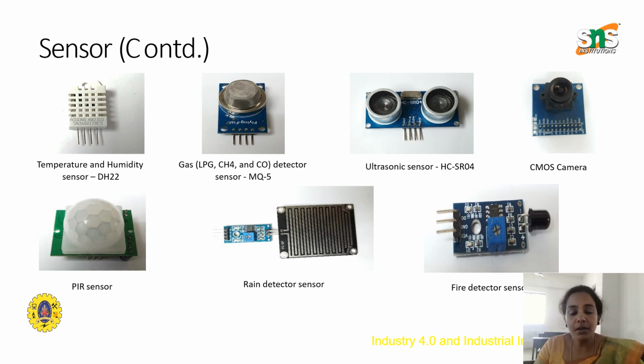So these are the components, sensors. Temperature and humidity sensor, which we say as DHT22. Gas sensor, it can be LPG gas detection, CH4 detection, or carbon monoxide detection. These all three come under gas detection only. So these three come under gas detection sensor.